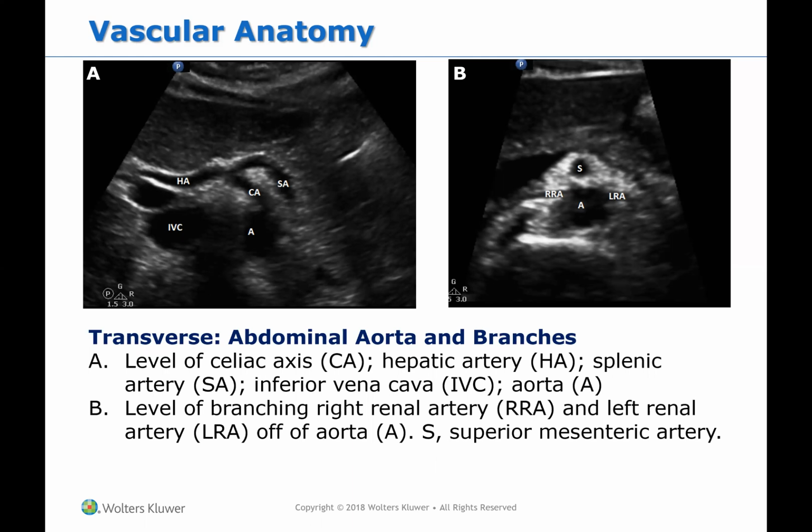This is again the level of the celiac axis. It kind of looks like a bird or a swan to me coming off. That's what we like to say. And then the IVC and the aorta are right next to it. And this is below that. This is the level where the right renal artery and the left renal artery come off the aorta. And look how small they are. Think about how big the aorta is compared to those little vessels, but how important they are to give blood to our kidneys.